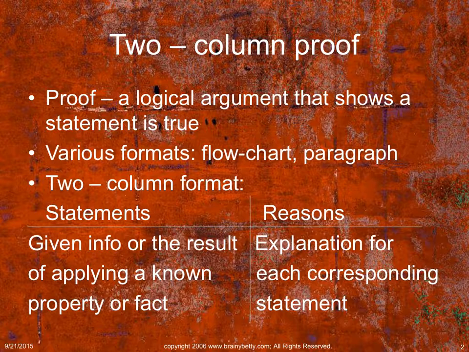Here are the things that I'm saying, and the reasons on the right, meaning this is the reason why this happens. Why can I say that? I'll tell you on the right. On the left is how I am logically going through my argument. It says given info or the result of applying a known property or fact. And on the right will always be our explanations. Why can I do that? Why is that allowed? I know this is going to take a minute to catch up, so I'm going to pause right here.